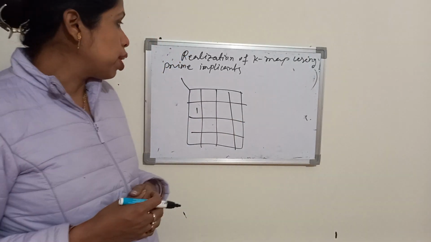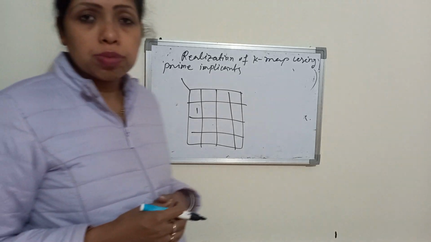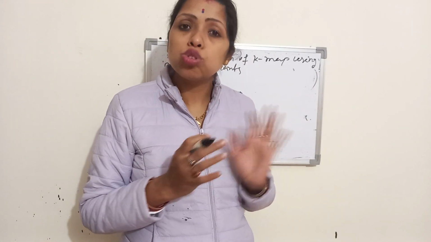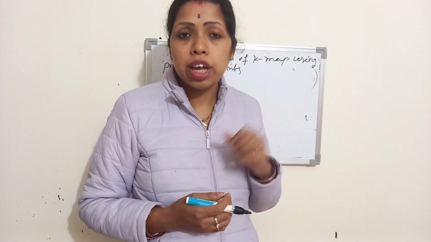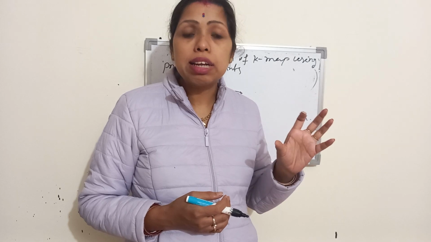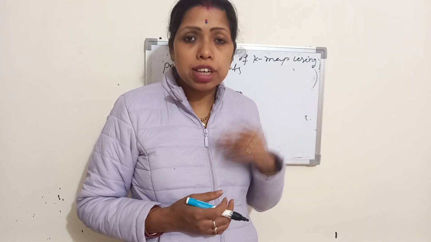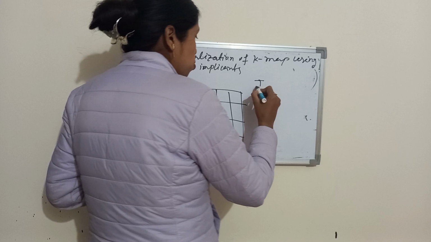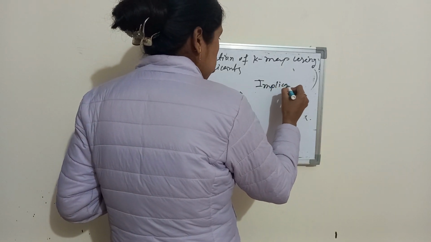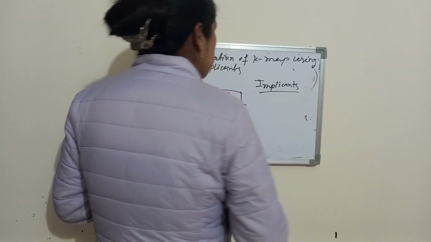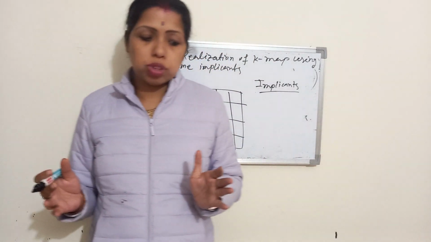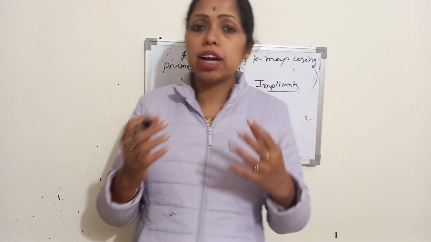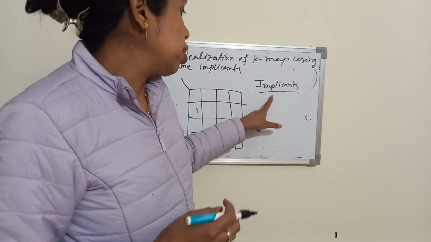For that we have to consider some terms. First, there are some rules we have to follow, and under these rules we have some terms. The first term is the implicants. There are lots of terms, and I have to consider those terms and those rules for getting the minimized expression. So first is the implicants.